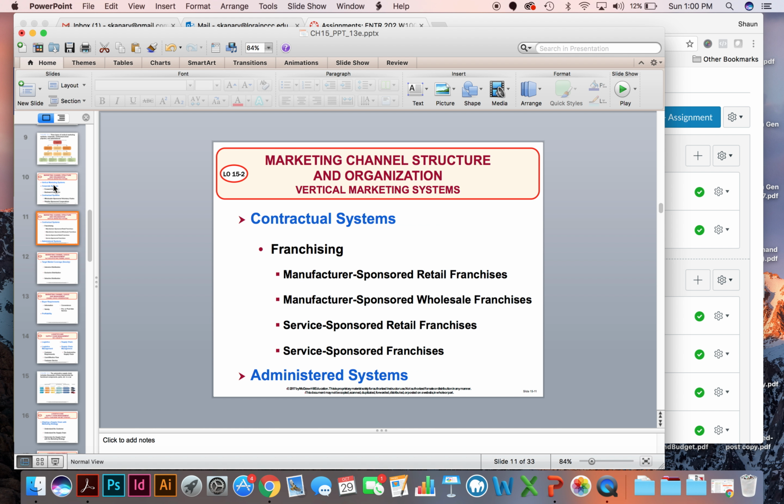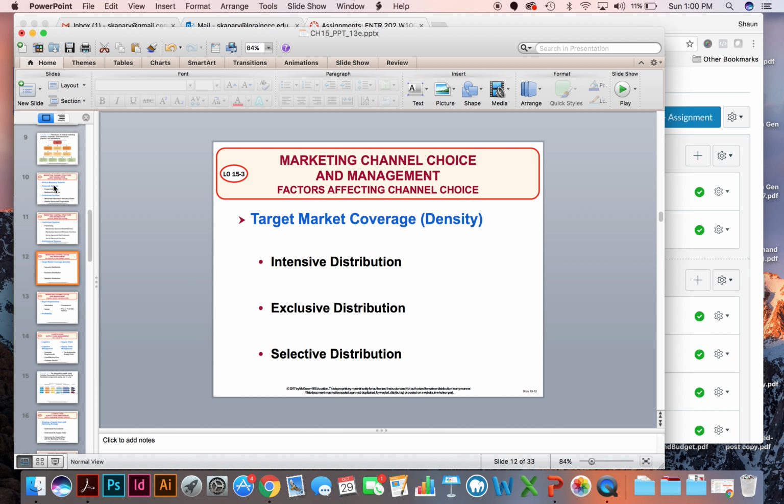Looking more into each one of these, the contractual systems. This is with franchising, manufacturer-sponsored retail franchises, wholesale franchises, service-sponsored retail, and sponsored franchise. These can be restaurants. These can be service type of businesses, such as lawn fertilizing companies. Weed Man is actually a franchise system where you can buy a Weed Man franchise and actually service people's lawns with fertilizer. Whereas McDonald's is an individual restaurant franchise system where it's restaurant based. And then there's also corporate owned stores as well.